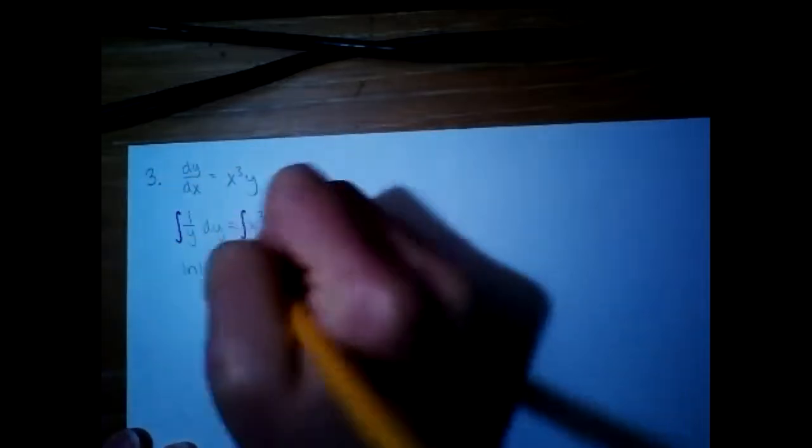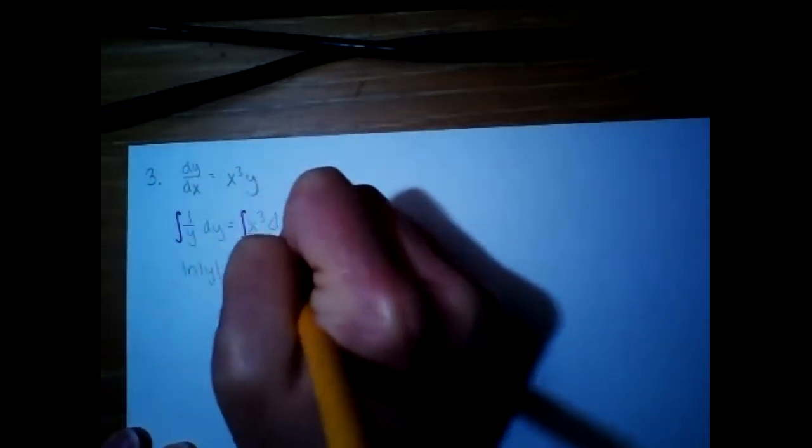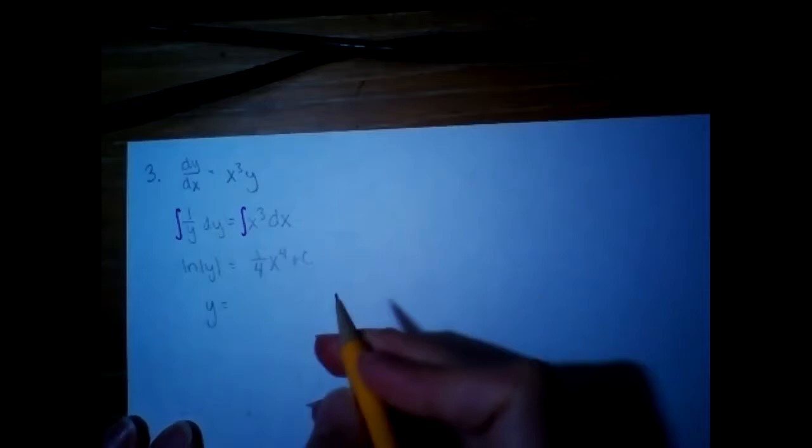And so on the left side, we're going to have ln |y|. And on the right side, we'll have 1/4 x to the 4th plus c. And we're going to just leave the plus c in there, again, because there's not an initial condition. So we're finding an infinite number of answers. So we just need to get y by itself. To get rid of the ln, you're exponentiating. So it's e to the power of all of this.